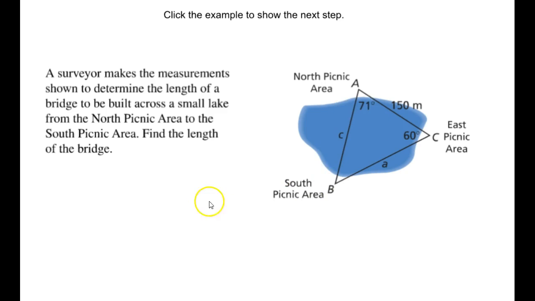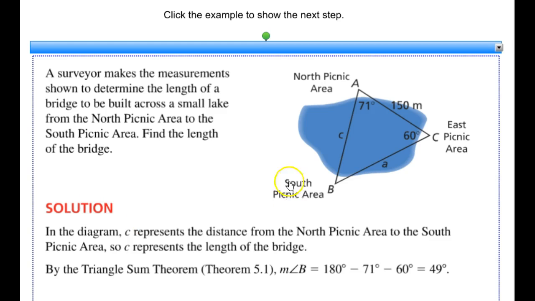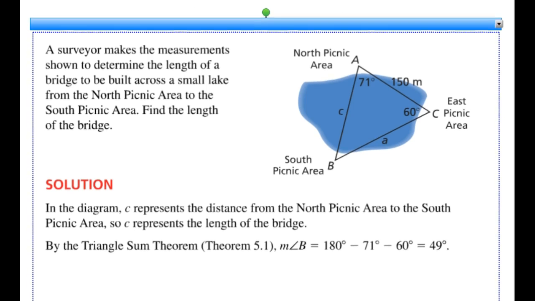So we always first have to figure out what am I looking for and how can I get there. I see I'm given two angles, which means I can find the third angle, and then I can use that to help me figure out this missing side. So C, again, is what I'm trying to find. First I want to find angle B, so I subtract the 71 and 60 from 180 and find that angle B is 49 degrees.